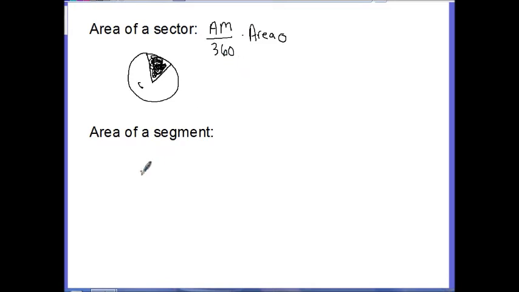Now, the area of the segment. First thing I'm going to draw is a picture of what a segment looks like. A segment is actually part of a sector. It's a part of the sector that's bound by the chord and the part of the circle contained by your sector. It's almost like the crust of the pizza, if you will. The way we're going to find the area of that segment is we're going to find the area of the sector, and we're going to subtract out the area of that triangle.